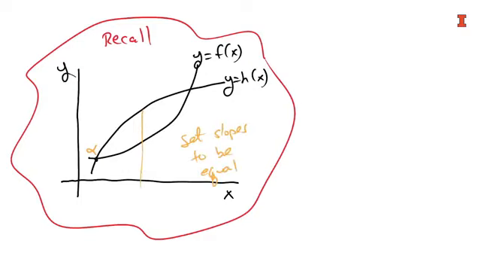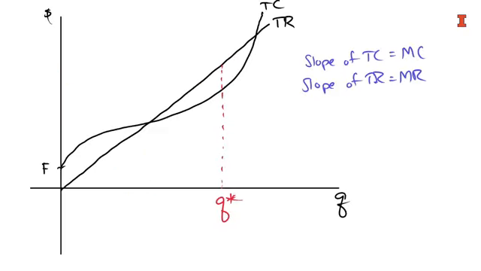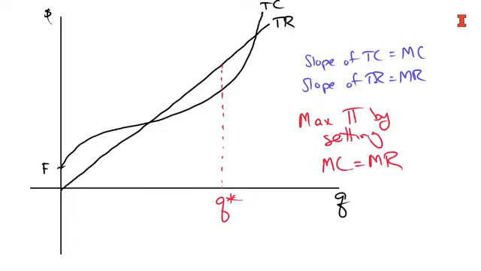Well, that's all we have to do back on this picture. If I want to maximize the gap between those two curves, they're just two curves. One of them you call f of x and one you could call h of x, or in this case f of q and h of q. I want to find the output point where the slopes of those two are equal. So we will maximize profits by setting the slope of the cost function equal to the slope of the revenue function, or marginal cost equals marginal revenue.